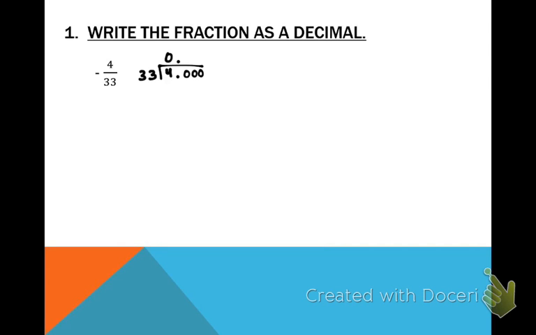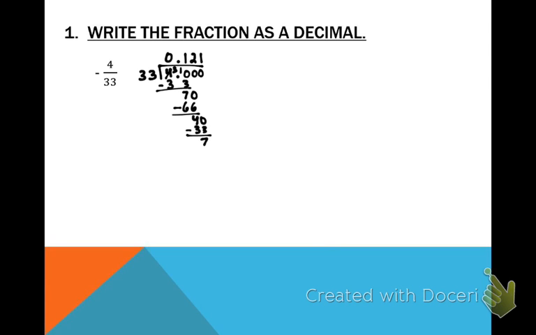Okay, can it go into a 40? Yes, how many times? One. Very good. 1 times 33 is 33. Bring it down. You're going to subtract. What's 10 minus 3? 7. Bring down that next 0. How many times can 33 go into 70? 2. 2 times. 2 times 33 is 66. When you subtract, you get a 4. Bring down that 0. This can go in 1 time. When you subtract, you get 7.